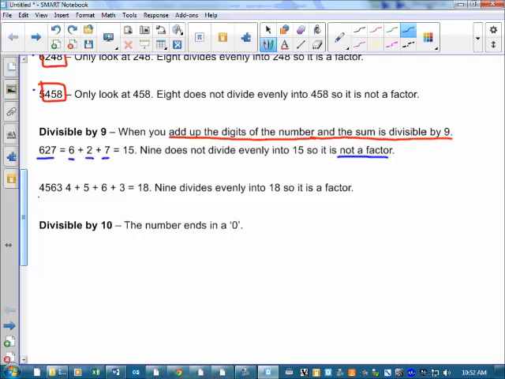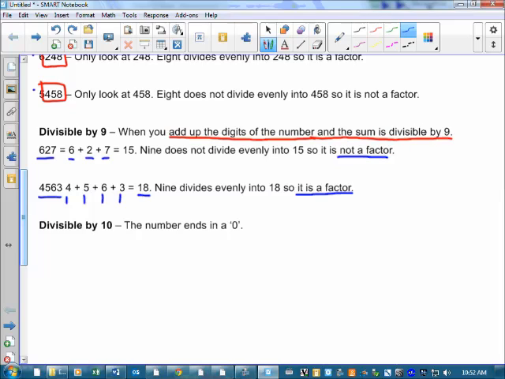Look at this one here. We got 4,563. So we're going to add 4 plus 5 plus 6 plus 3. That gives us 18. Does 9 go evenly into 18? 9, 18, you betcha. So it is a factor. Okay, so we're good there.